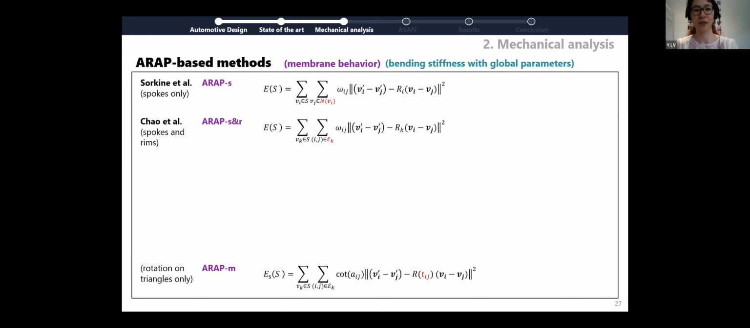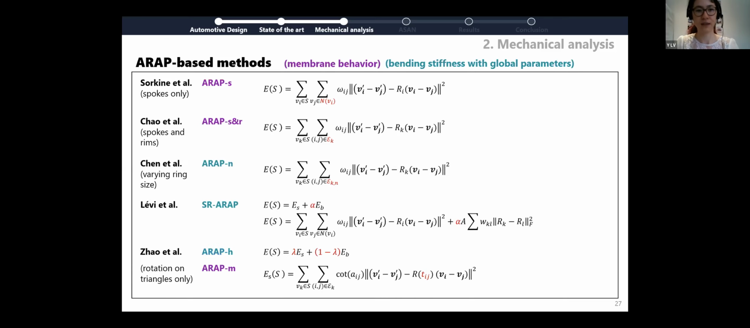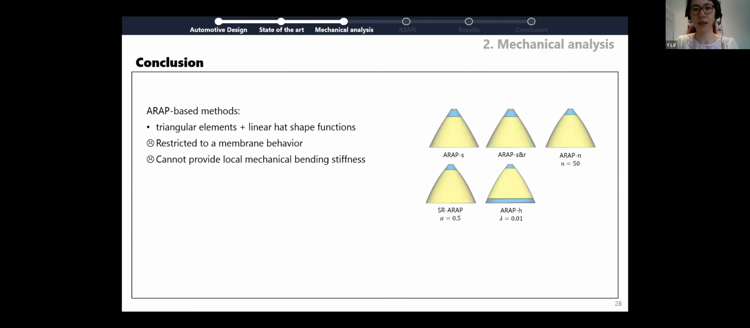So if we look back at our methods, because they use triangular elements with linear hat shape functions, these ARAP-based methods are restricted to a membrane behavior. And the bending stiffness that has been inserted through global parameters in the other method does not enable a local control of the stiffness distribution. And this explains why the ARAP-based method could not give an appropriate stiffness to preserve the initial shape in our test. However, these methods still have the advantages of handling large displacement and offering quick computations.